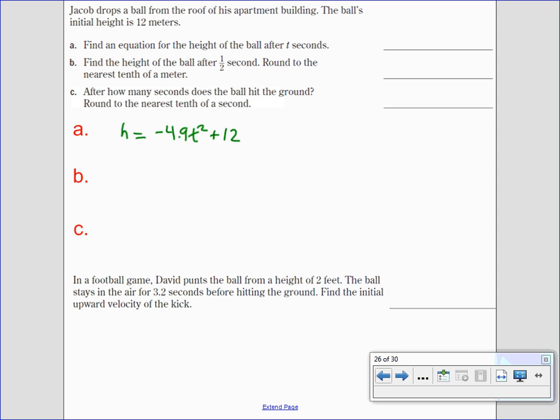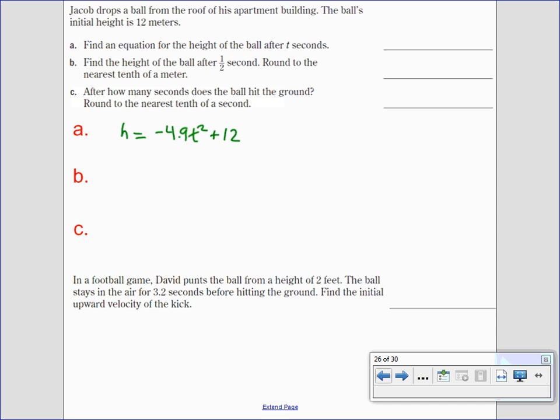What happened to the t term? Because you're dropping it, the initial vertical velocity is 0. So that linear term drops out. We don't need it if you're dropping something. That's going to come in handy on your quiz. So if you're dropping something, the initial vertical velocity is 0. There won't be a linear term in your model.